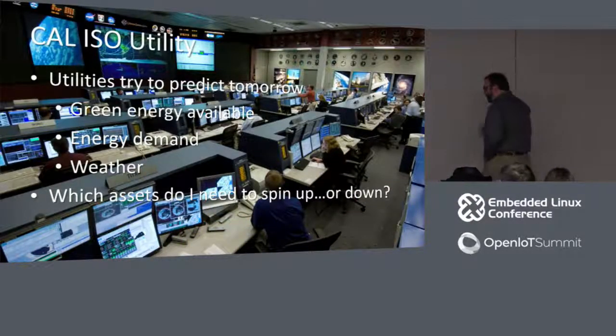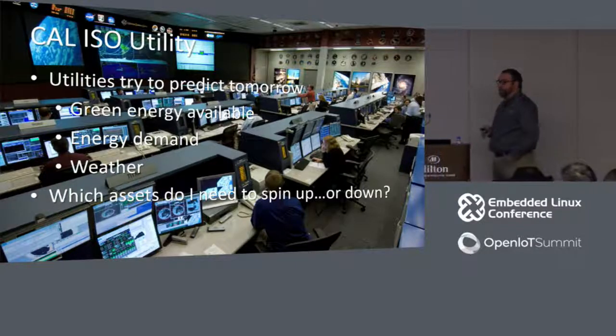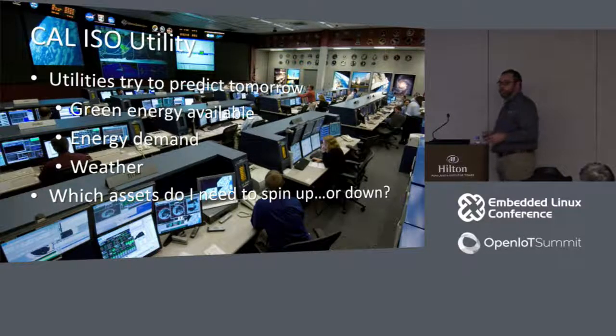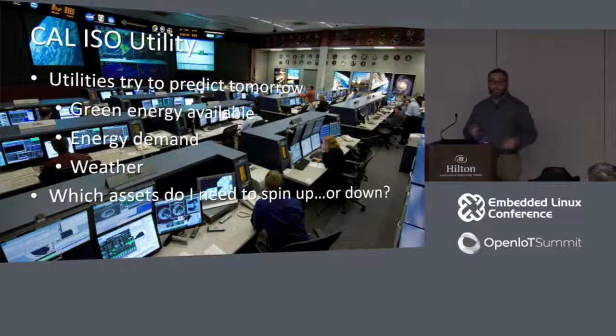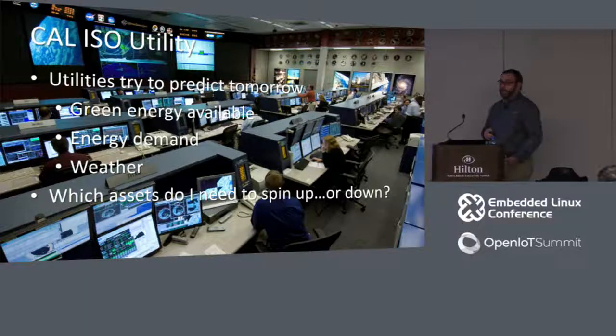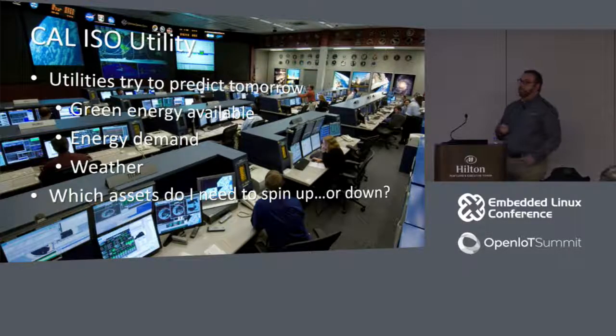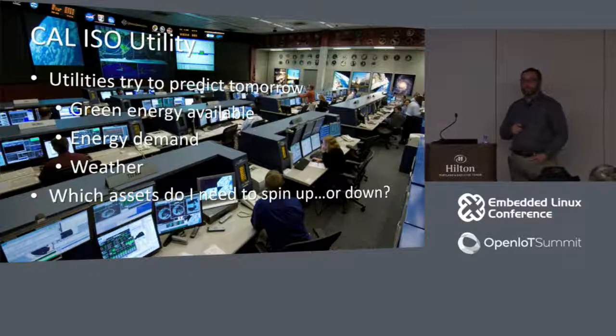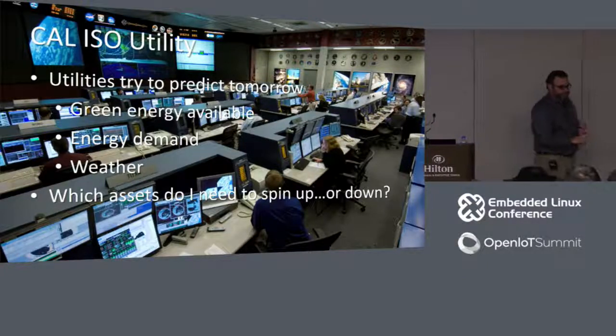So it's a really difficult problem to figure out, and there's a lot of really smart people trying to handle it. In California, it's the California Independent Systems Operator. They're basically the utility for the state. These folks have an incredibly difficult job because literally what they're trying to do is predict the future. They're trying to look at all different kinds of data sources. How much power was needed last year?